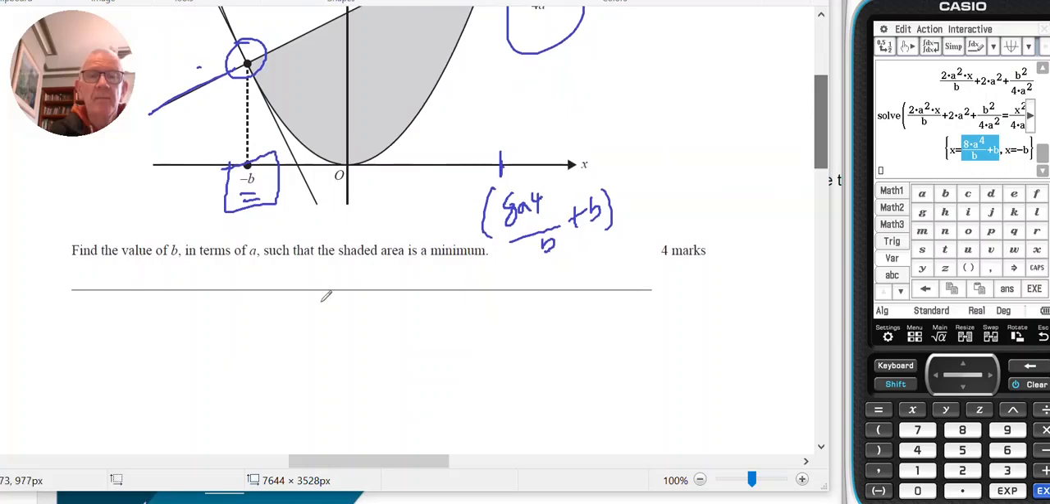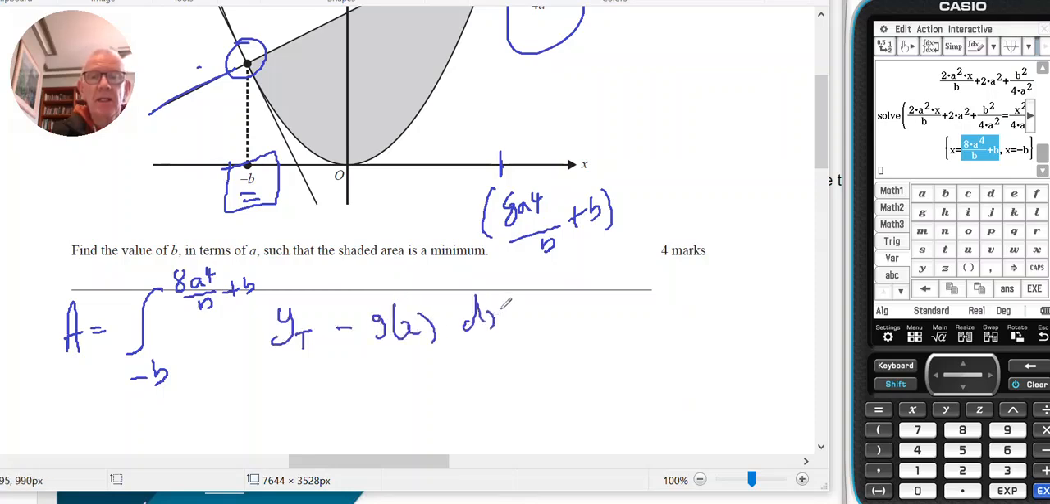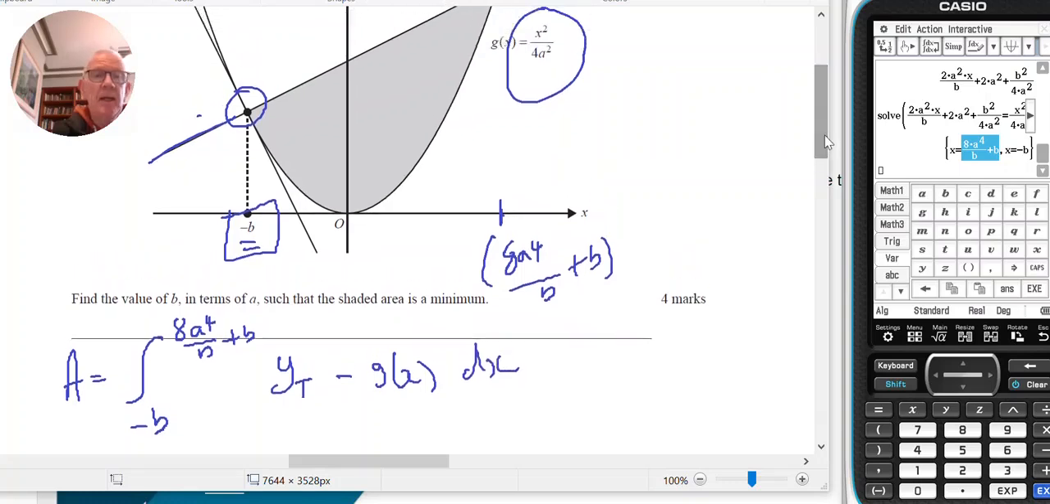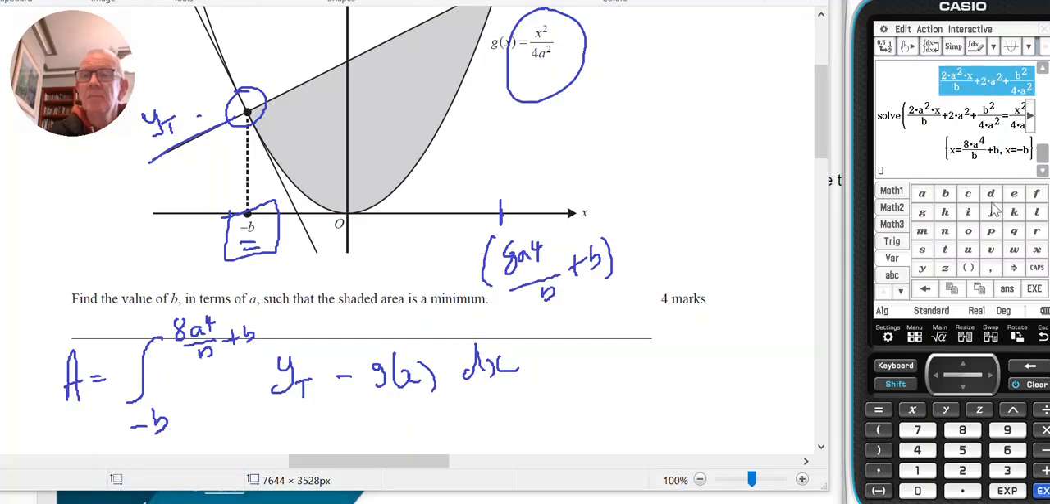So that I get a method mark, the area is going to equal the integral from minus b to 8a to the 4 on b plus b of yt minus g of x dx. So that gives me my method mark. And I'm going to call this yt, and I know that yt is this expression here.